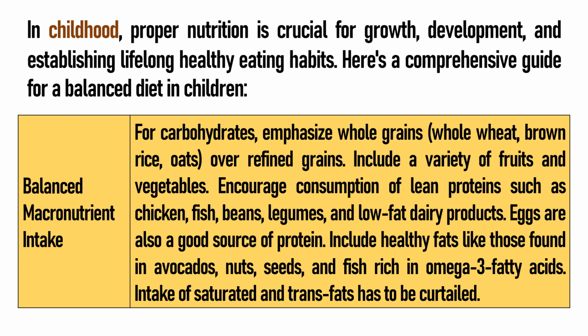Balanced macronutrient intake. For carbohydrates, emphasize whole grains such as whole wheat, brown rice, oats. Over-refined grains include a variety of fruits and vegetables. Encourage consumption of lean proteins such as chicken, fish, beans, legumes, and low-fat dairy products. Eggs are also a good source of protein. Include healthy fats like those found in avocados, nuts, seeds, and fish rich in omega-3 fatty acids. Intake of saturated and trans fats has to be curtailed.